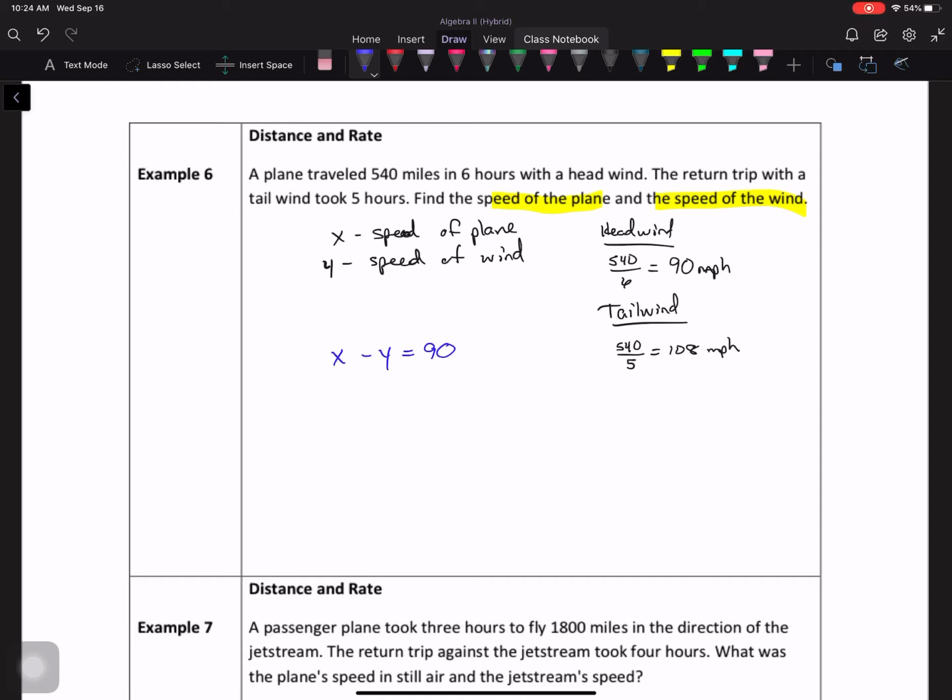But going back, we're taking the speed of the plane, and this time we're going to add the speed of the wind for an average of 108 miles an hour because we have the wind pushing us along.